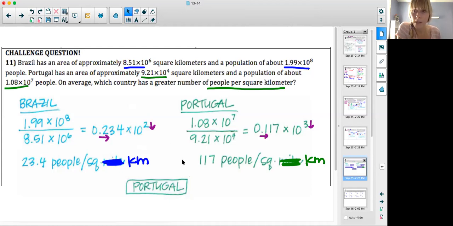All right, so you are going to practice tonight just multiplying and dividing scientific notation. And remember, I'll say it one more time: multiply coefficients and add exponents, or divide coefficients and subtract exponents.